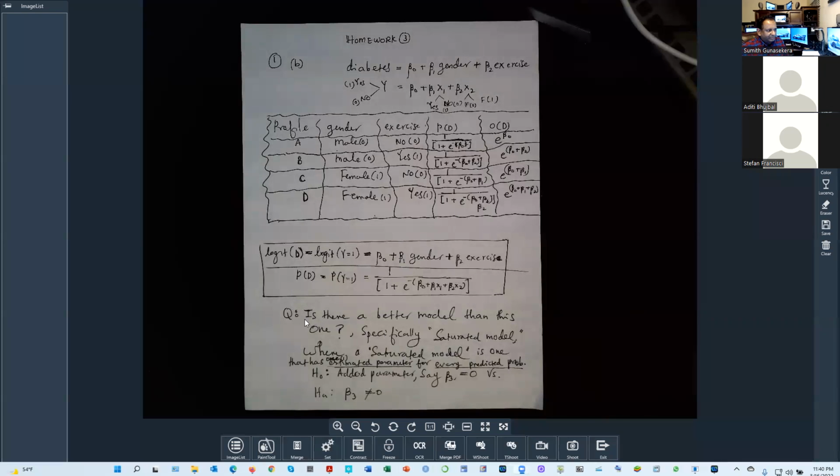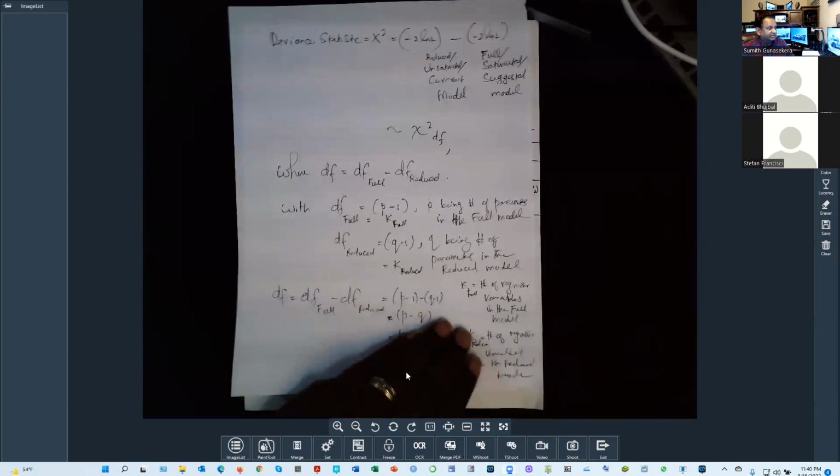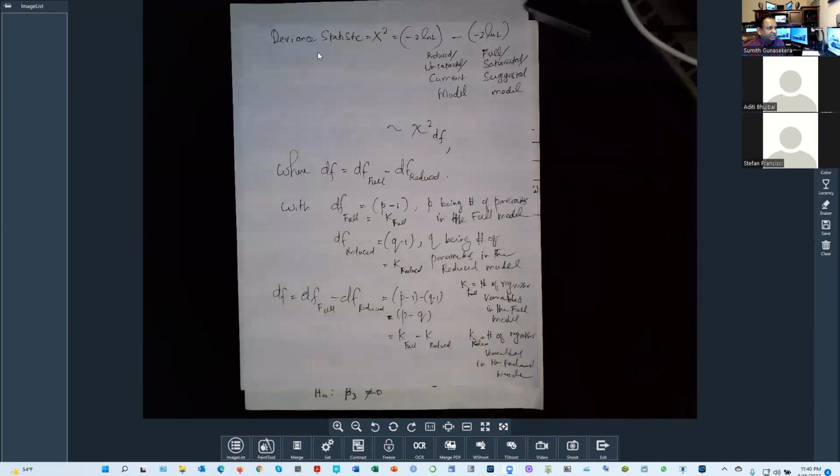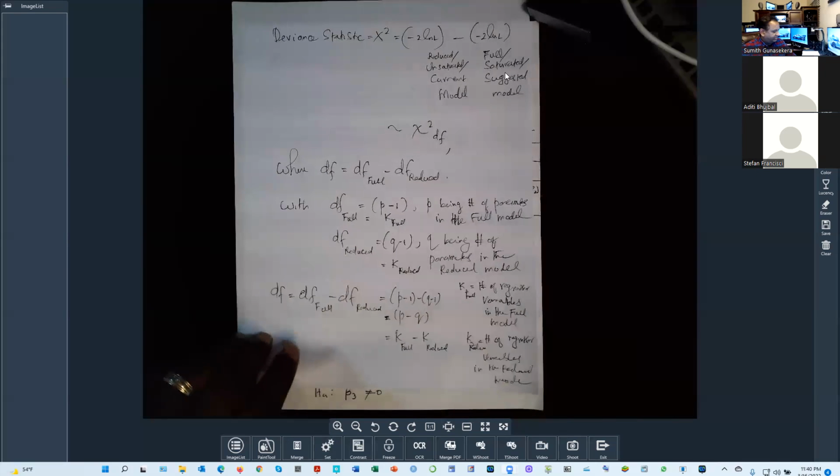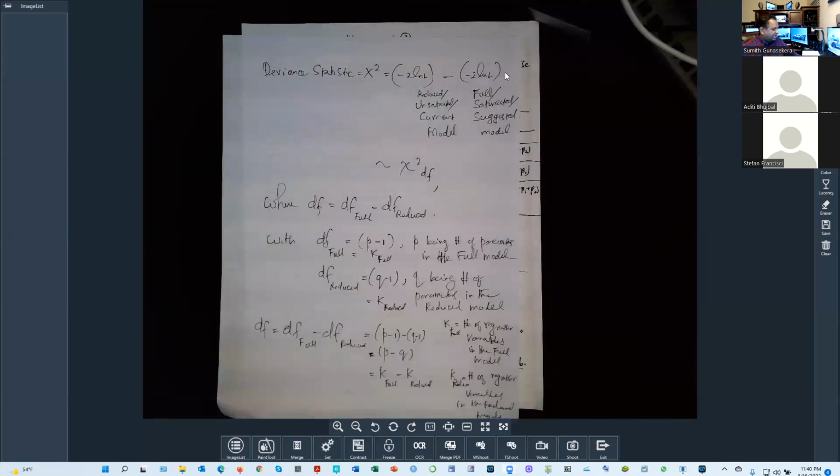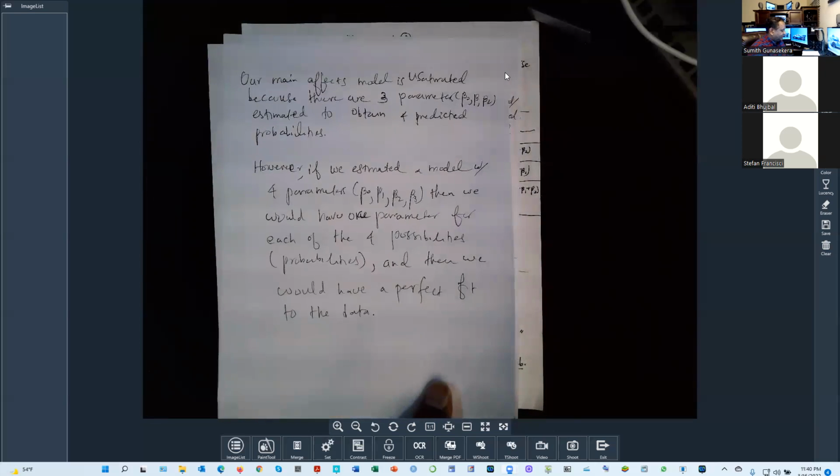Okay, so look at 1B. We're going to ask whether there is any better model than this one, specifically the saturated model. We have to check that one. How do you check? I'm going to say my interaction term would be 0, and I run this one. That should be deviance 1. Deviance is nothing but the difference between the reduced and the full model. I don't have a full model yet, so we'll talk about that one later.